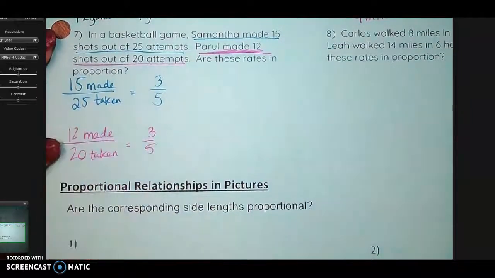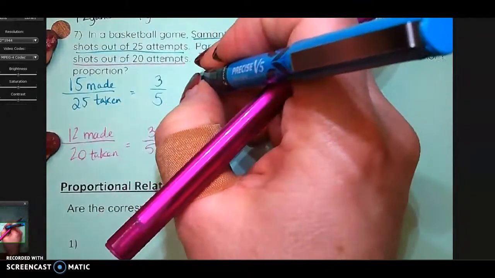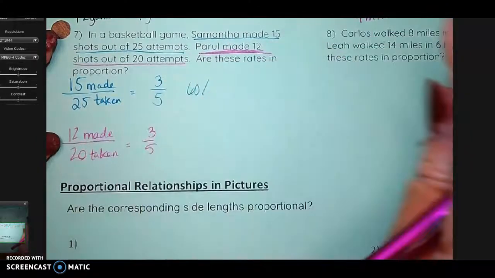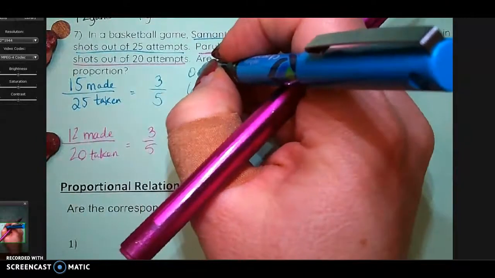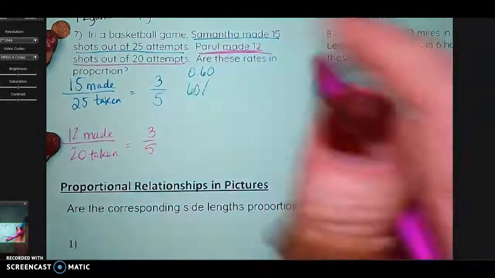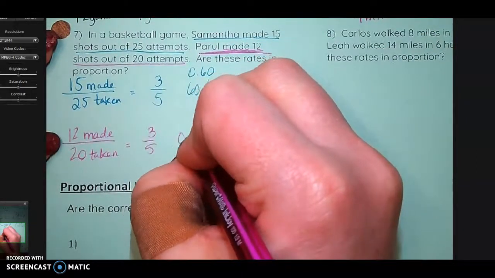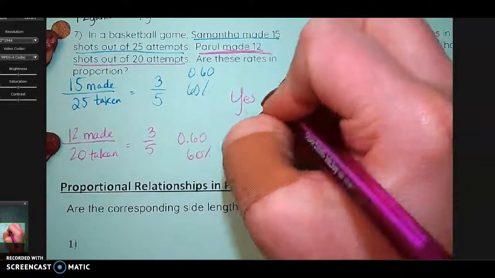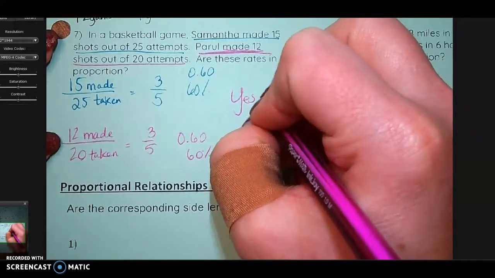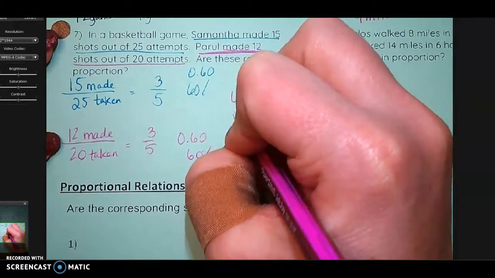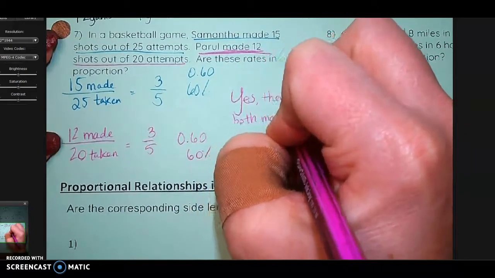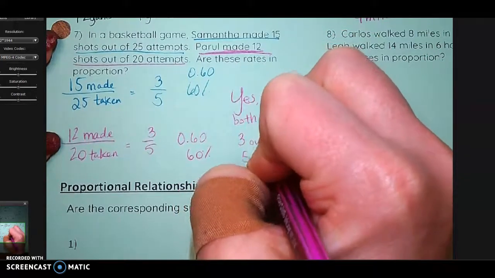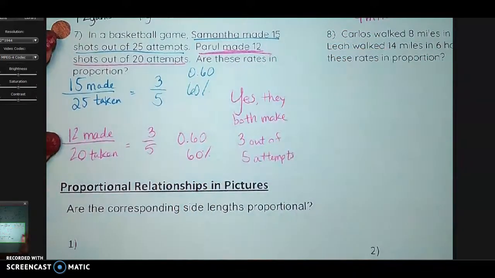But I could have also done 15 divided by 25, and I would get that she was shooting 60%, or 0.6. And I would have also gotten that Perul was shooting 60%. So yes, they both make 3 out of 5 attempts. That's pretty good.